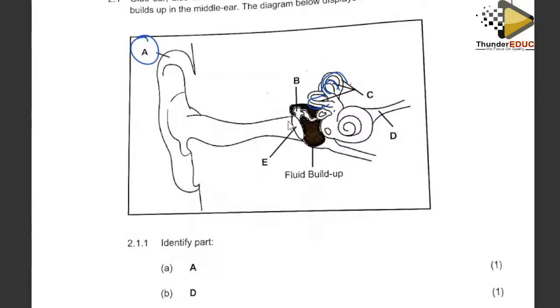Since they are arranged in right angles, they are able to detect the movement in all the three planes. So the arrangement at right angles is for what? For detecting motion or movement in three planes. Yes. They don't stop there.